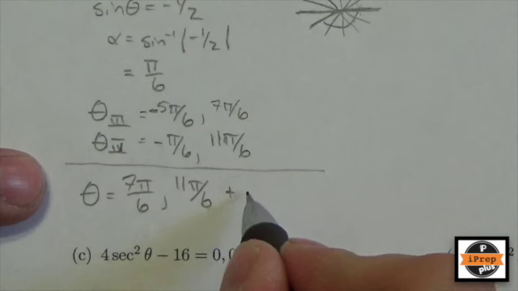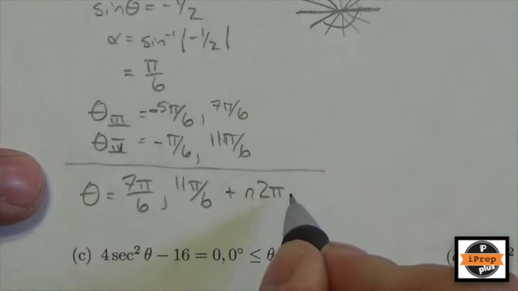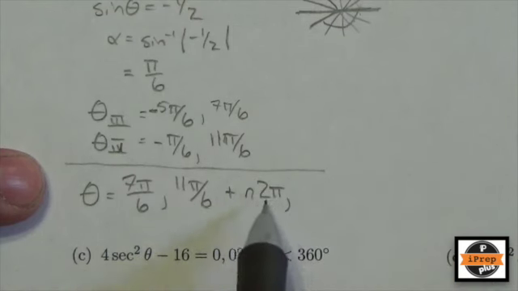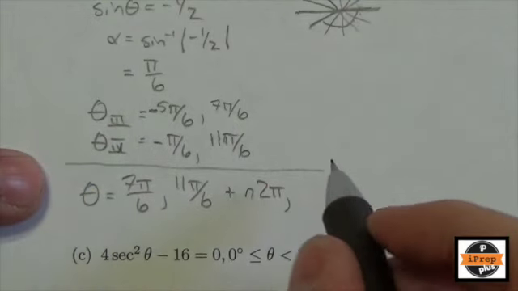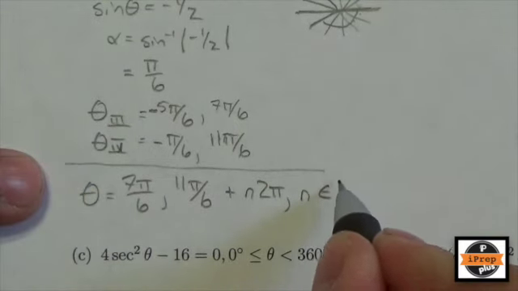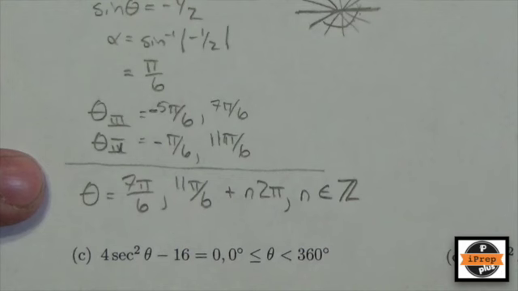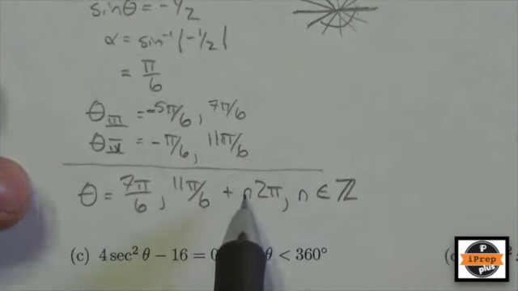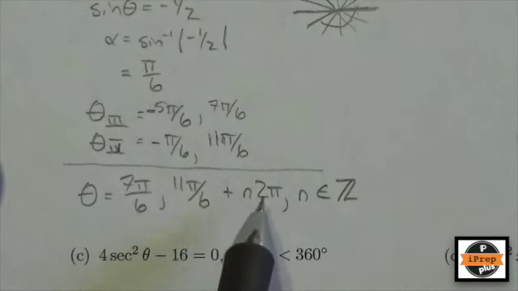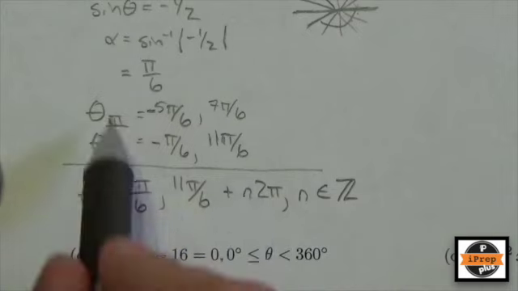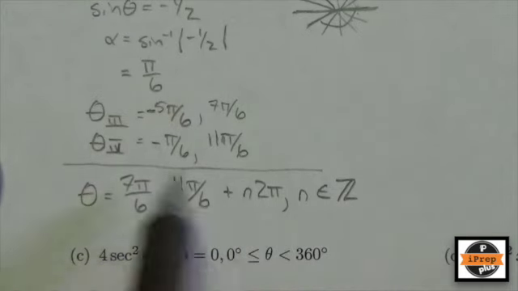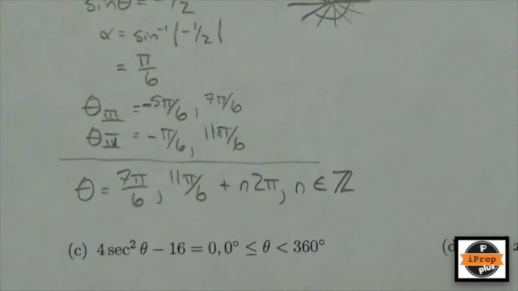And to each of these we would add n times 2 pi, okay? 2 pi representing a full rotation around the circle. We're going to add n of them, where n is an element of the integers. So as long as n is an integer number, not a fraction, but an integer number, then we're going to add complete rotations or subtract complete rotations, and those are all of the solutions to that particular equation.